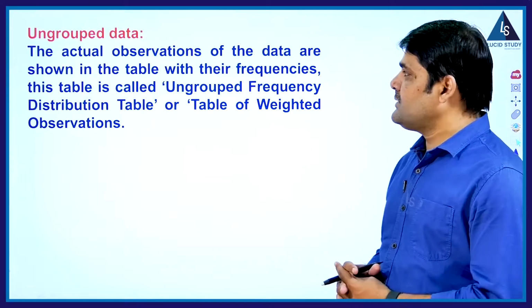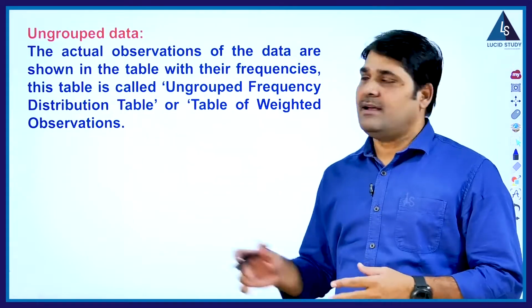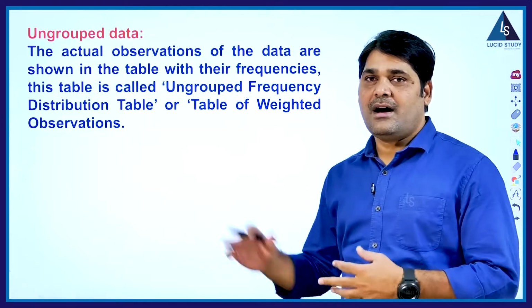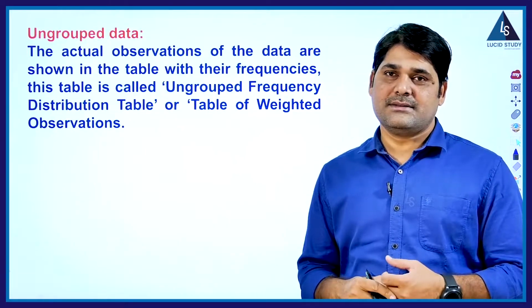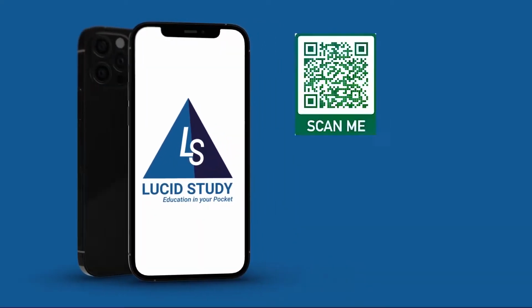See, the actual observations of the data shown in the table with their frequencies is called an ungrouped frequency distribution table, or we can say simply a table of weighted observations. Okay, table of weighted observations. Okay, children.